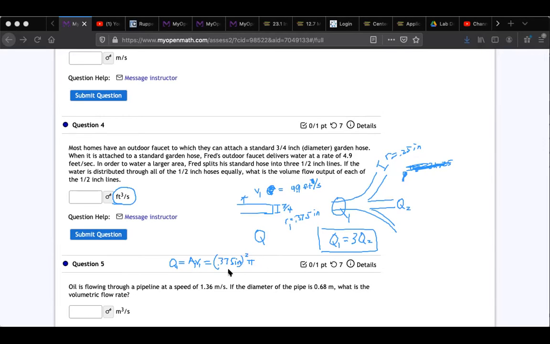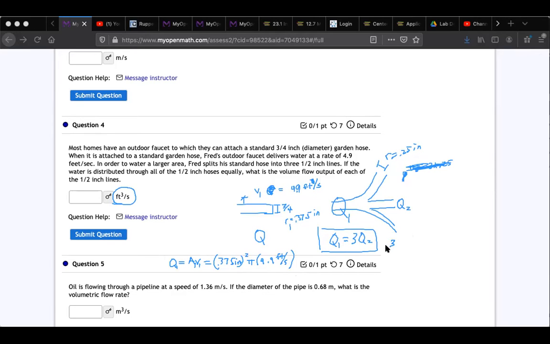So here's our flow area. And then the velocity, of course, is the 4.9 feet per second that they give us. So we have 4.9 feet per second. Important to put your units in here so that you can sort out your units at the end. And that's our flow 1. And we know that flow 1 is equal to 3 times flow 2. And flow 2 is what we want to know. So we use this equation and we solve for flow 2.